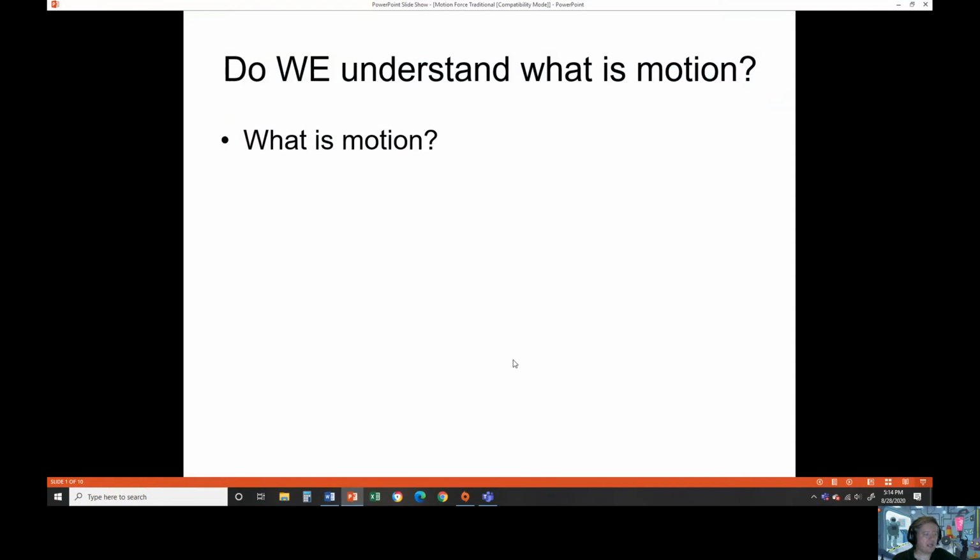Now, I've already asked you, if we haven't done this already, to talk about what is motion, to define it, and I want you to do that without using the words moving or movement. Then you should have already seen a little I Spy activity in another video where we're trying again to figure out what is motion. So what does it mean when we say something is in motion?